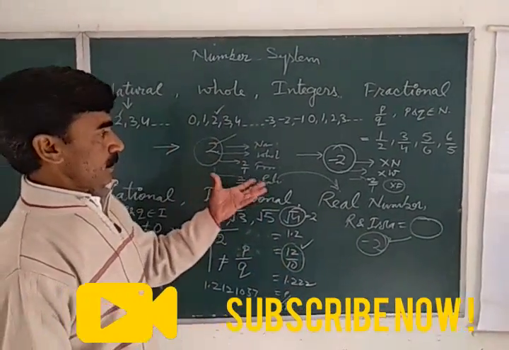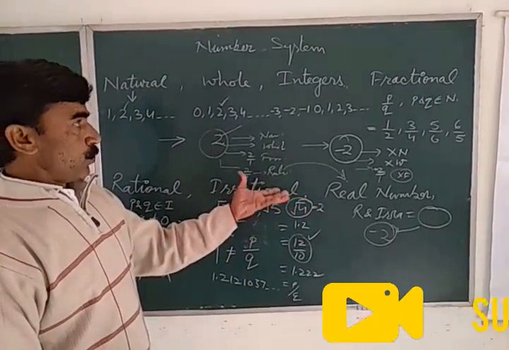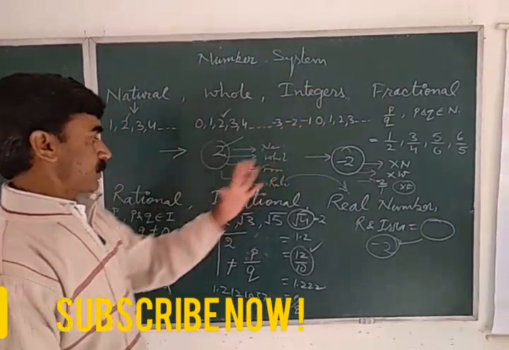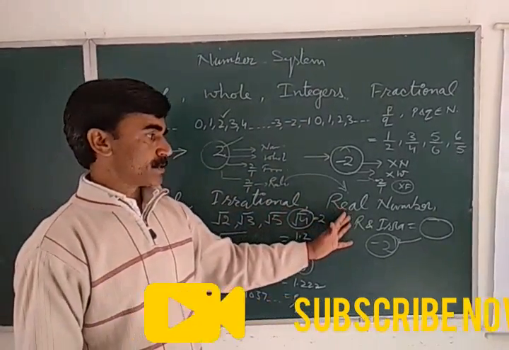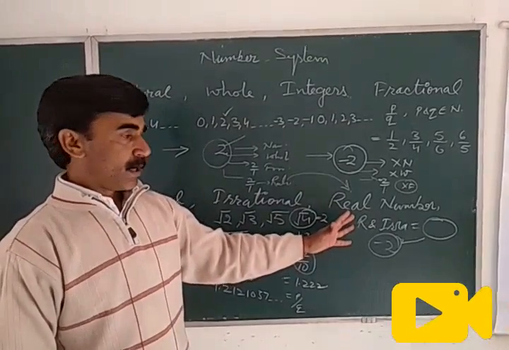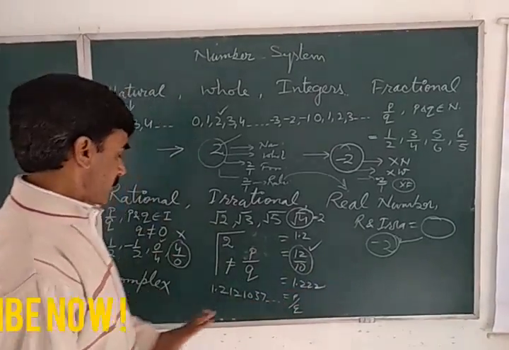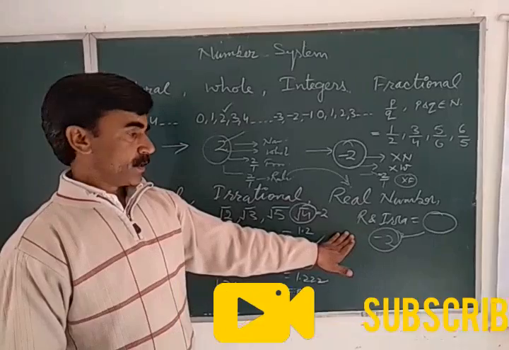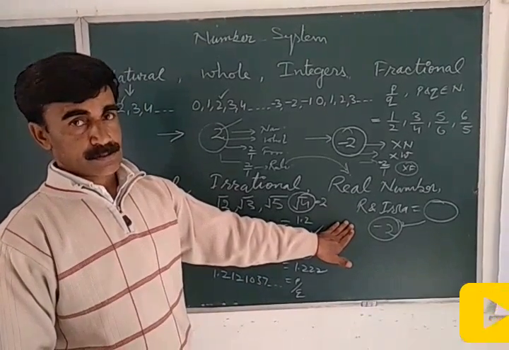So that is for the conclusion purpose. I hope that now you can define natural, whole, integer, fractional, rational, irrational and real numbers clearly. I am not explaining the complex number here, because this is not in the syllabus up to 10th standard. We will discuss complex numbers separately.